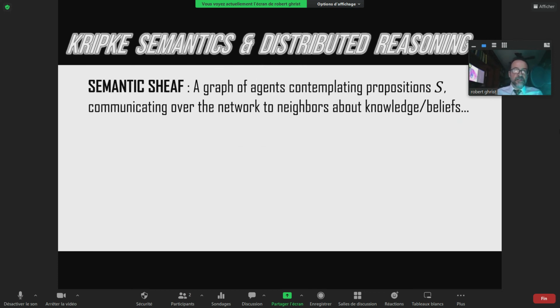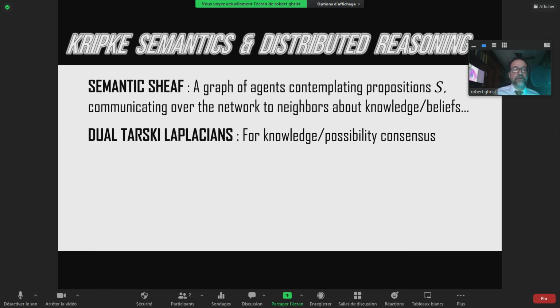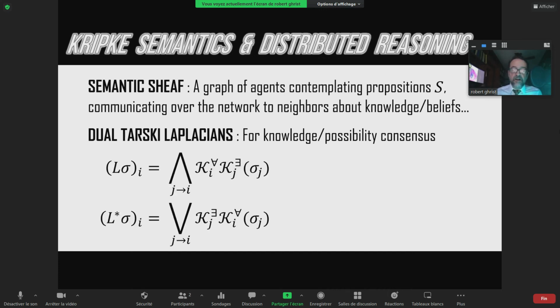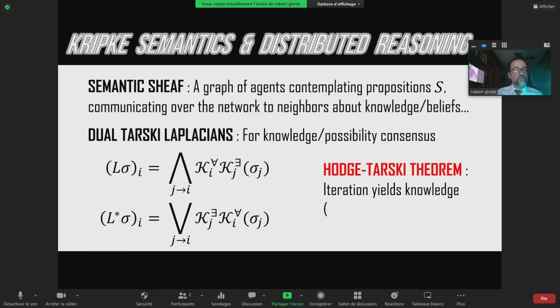Now, if you use that type of sheaf, you use that setup, and you replay the story of the Tarski Laplacian for lattices, then what you get is a pair of dual Laplacians, one involving the meet, like the way that we defined it before, that involves applying the existential quantifier first and then the universal quantifier. But you can dualize everything and take things in the reverse order and take the join of that.